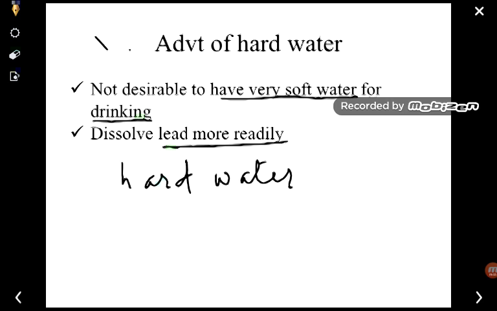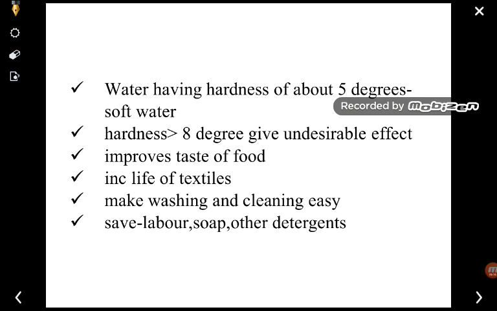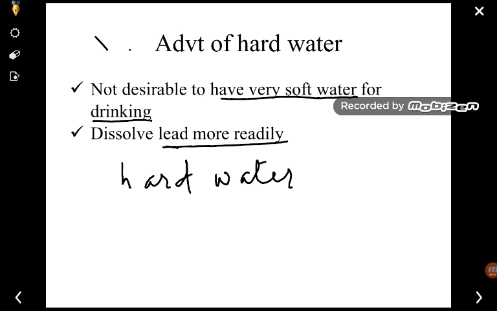The rest of them are the disadvantages of hard water. So you can find out these are the advantages of soft water, and these are the advantages of hard water.